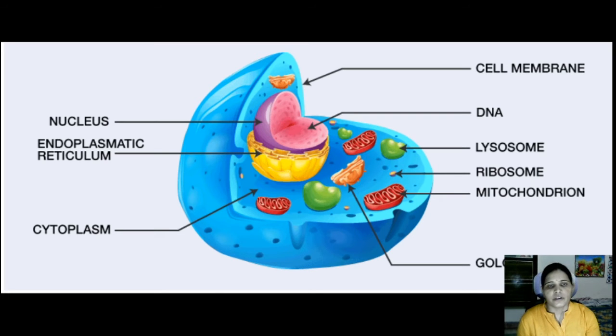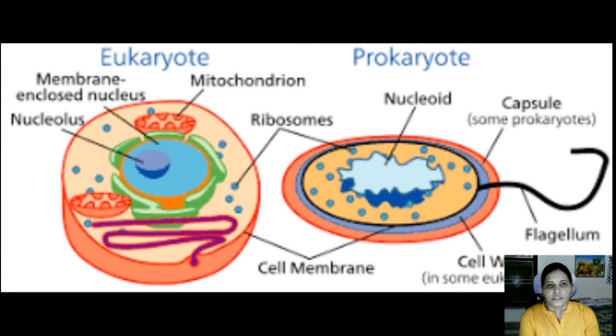So here you can see all the ultrastructure. Now in this diagram you can see two diagrams, eukaryotic cell and prokaryotic cell. Prokaryotic cell is a very ancient or very primitive type of cell. First of all, prokaryotes originated on this earth. Bacteria and blue green algae are both considered as prokaryotes.